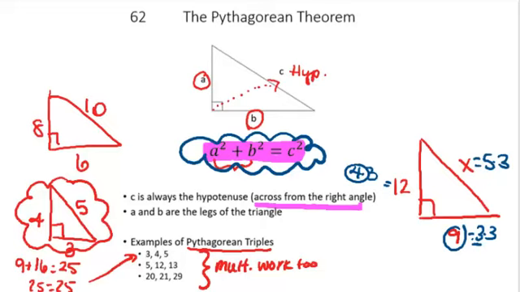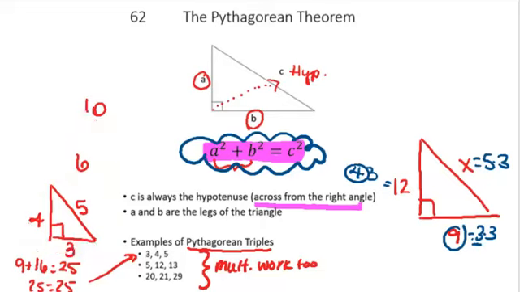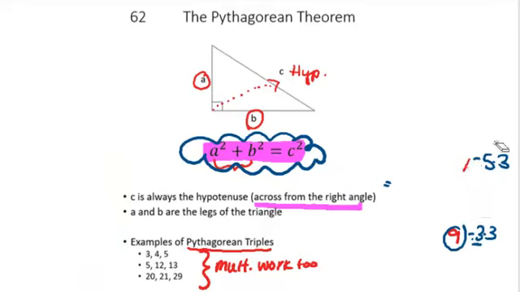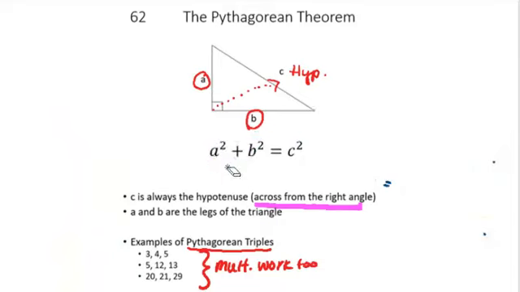So make sure on page 62 that you have the notes that you should have copied yesterday, and then this little bit of stuff that I wrote down here, where we labeled the hypotenuse HYP, and then we added that multiples work next to the Pythagorean triples.